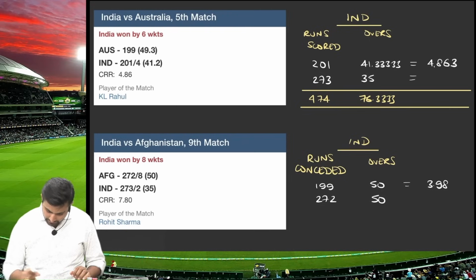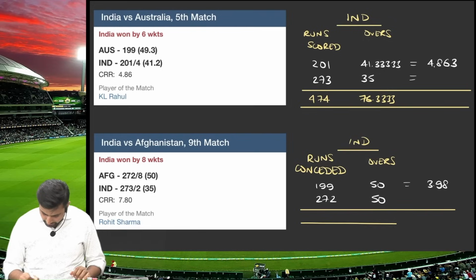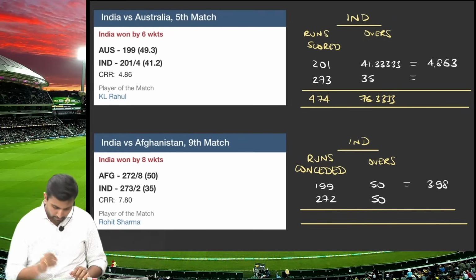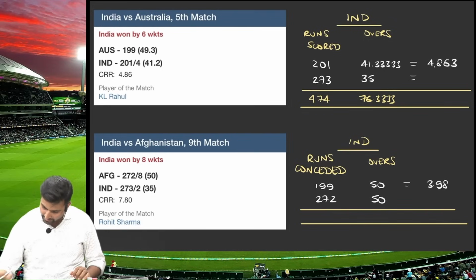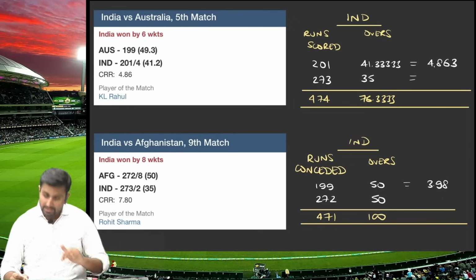So you can see that again individual run rate is not required. We will require the total. Total number of runs conceded by India is 199 plus 272, which takes the total to 471. In how many overs? In 100 overs. So now this we will calculate.